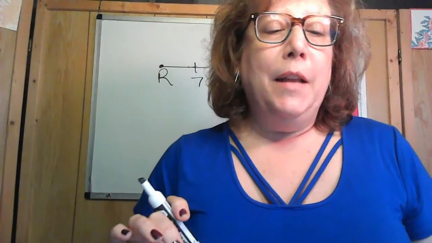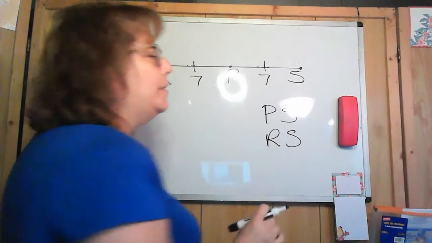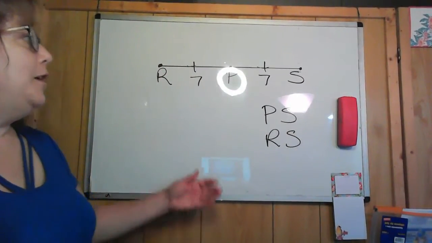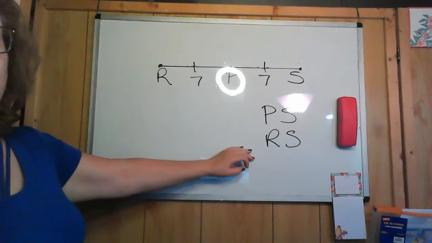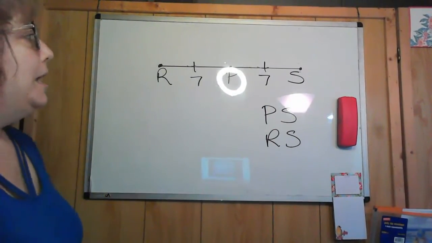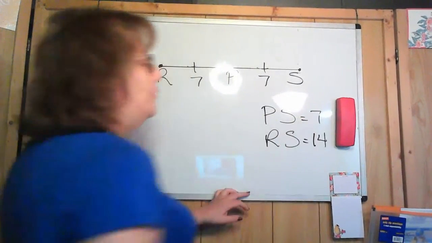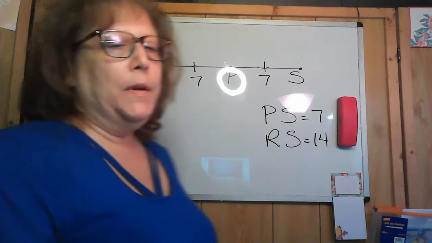Now, it says that it wants me to find out what PS and RS. So I want to find PS and RS. It is so important that you know what you're answering. Because if you happen to tell me that RP is 7 and PS is 7, you've really only answered one of these questions. They want to know what the whole measurement is. And so the whole measurement is 14 because the individual measurements are 7 and 7. So make sure you read that carefully.